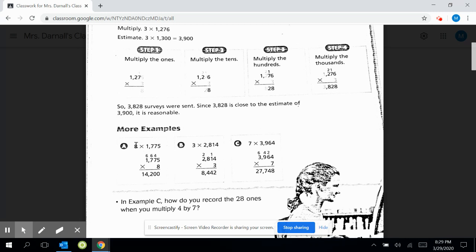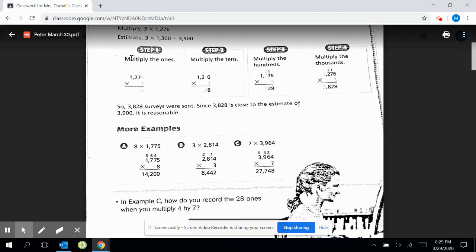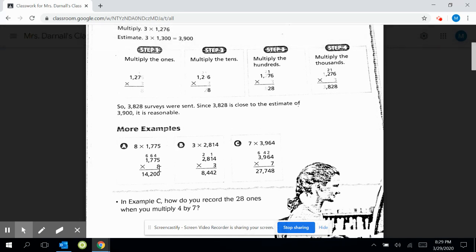Okay, here are some more examples that we can do together. We're going to take 8 times 1,775. Okay, so remember all our steps. Step 1, multiply the ones. Step 2, multiply the tens. Step 3, multiply the hundreds. Step 4, multiply the thousands. So we can do that in this case.